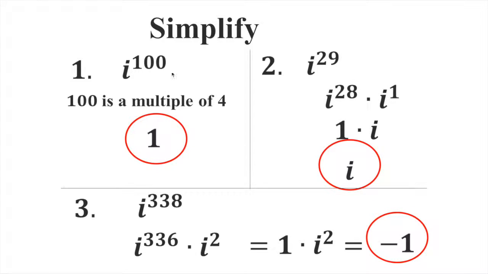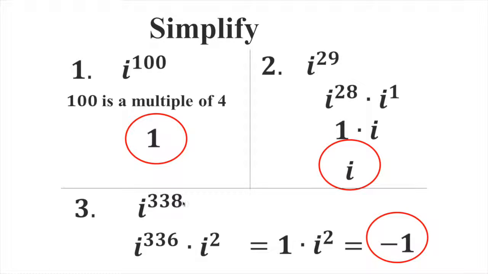Check your answers here. So this one, if you divide it by 4, it goes in evenly. There's no remainder. That means our answer is 1. On this one here, 29 divided by 4, that would be 28. So that's 7, remainder 1. Well, 1 is just plain old i.